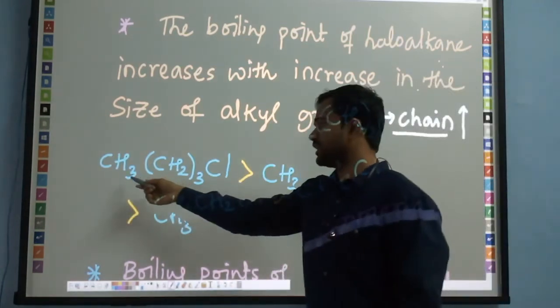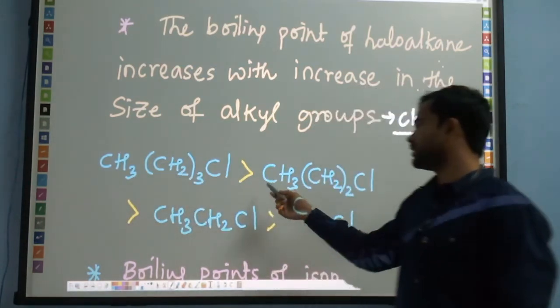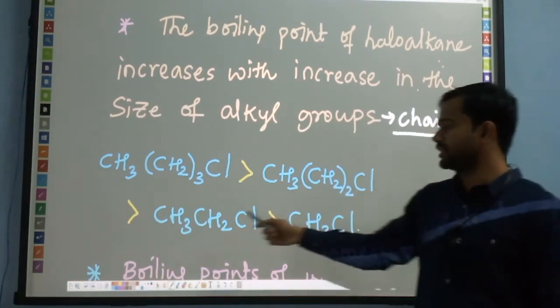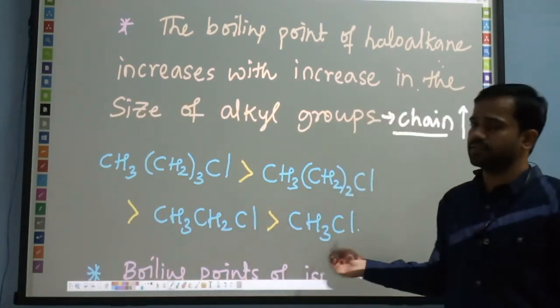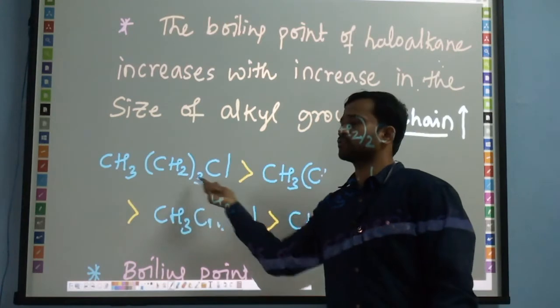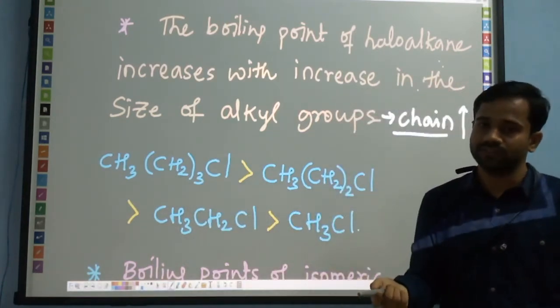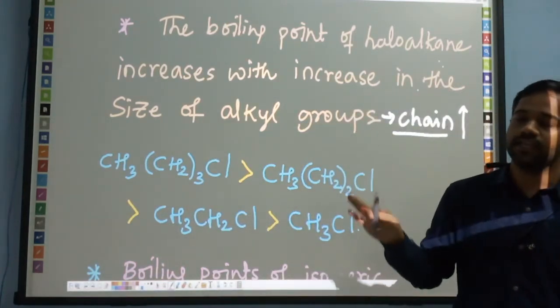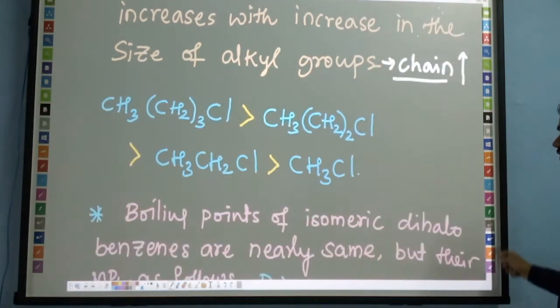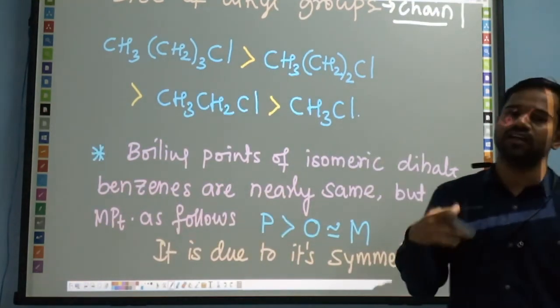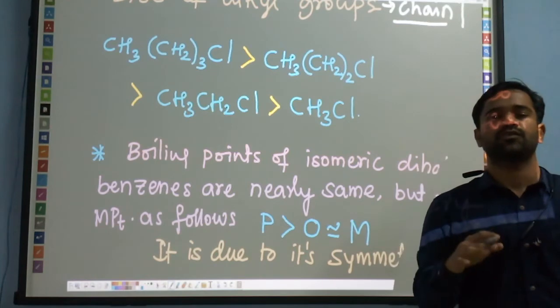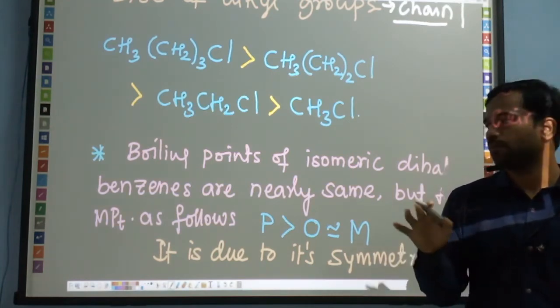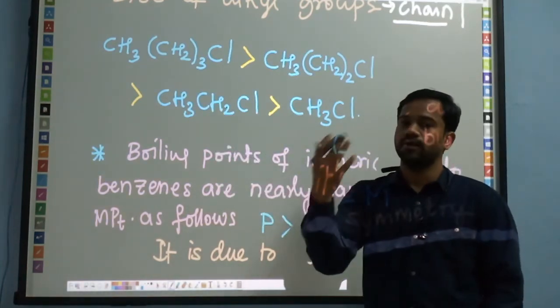If you see CH3CH2CH2Cl, CH3CH2Cl, and CH3Cl, you can see that the first one has the longer carbon chain. That's why it has the higher boiling point. Chloromethane has the shortest carbon chain, which is why it has the lowest boiling point. Okay. Next are the haloarenes.